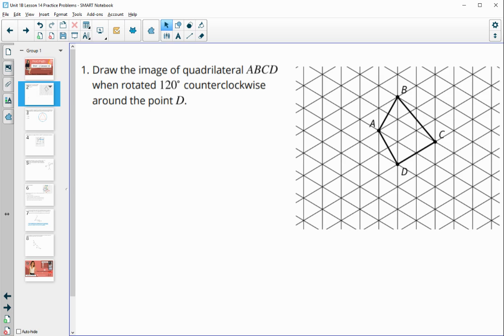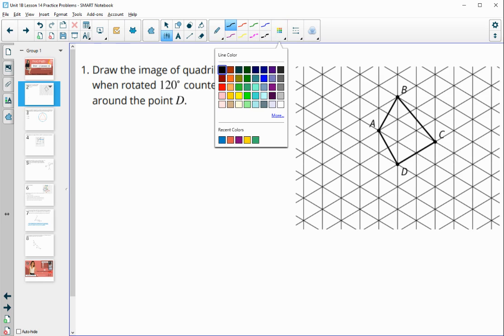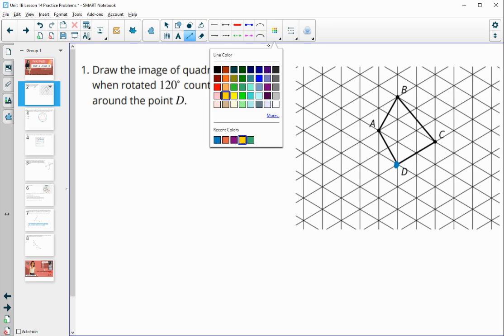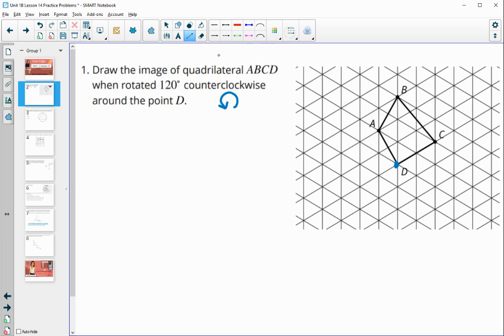Number one asks us to draw the image of quadrilateral ABCD when it is rotated 120 degrees counterclockwise around point D. So counterclockwise, remember, is this way. And then point D will be our fixed point or our center of rotation. So when we're looking at rotating, you want to make sure that your angle of rotation is the 120 degrees. So that angle of rotation is going to connect the original to the image.